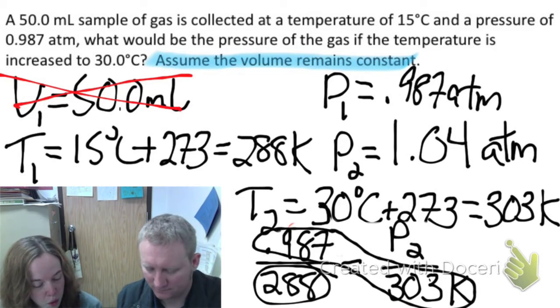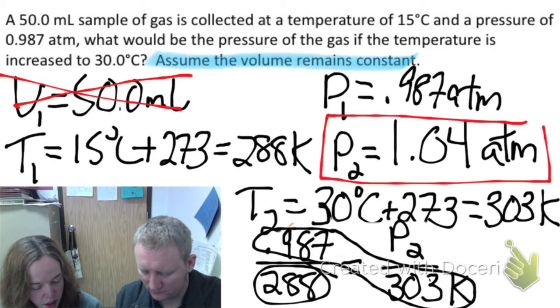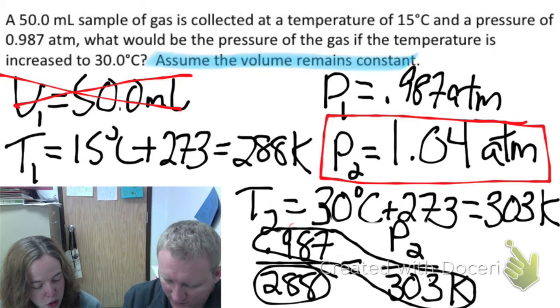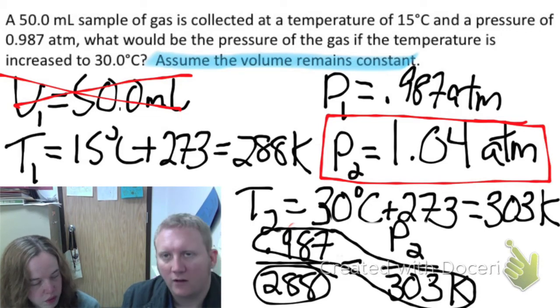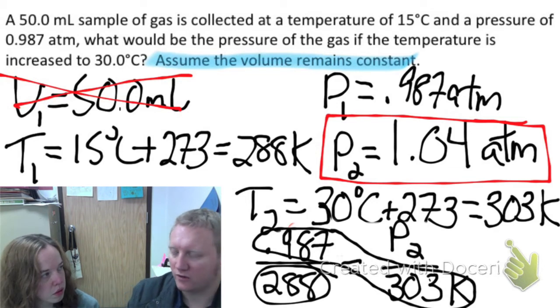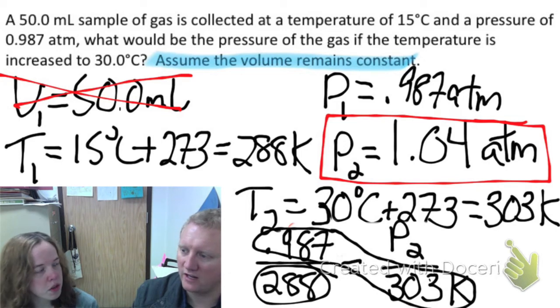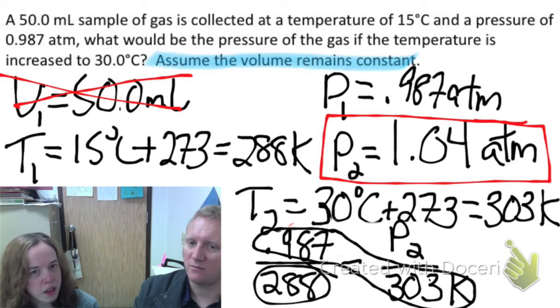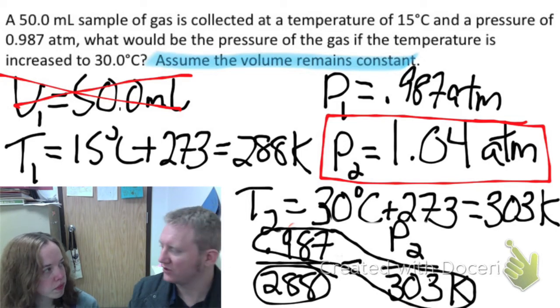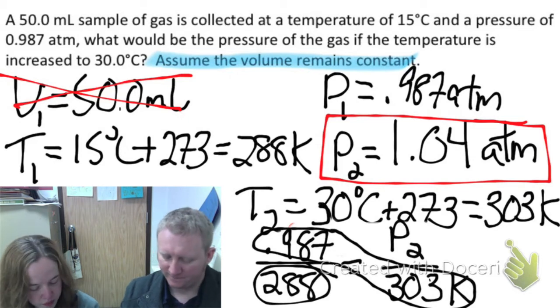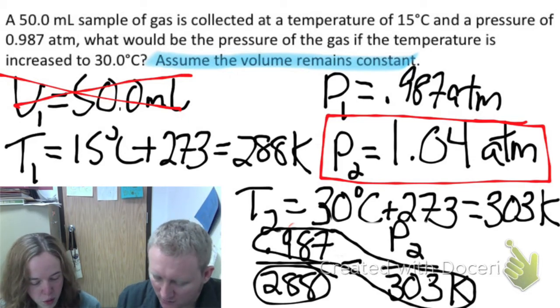So the nice thing is this is another one we can logic check. So our temperature did what? The temperature went up. That means the molecules are moving faster, and that means they're hitting the walls harder. And that's going to make the pressure go up, which it did. Awesome. All right. So one more problem.